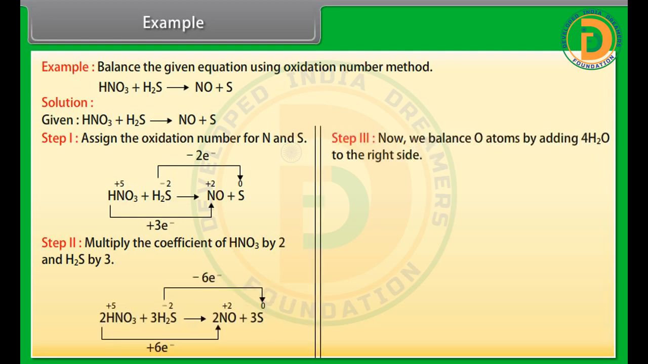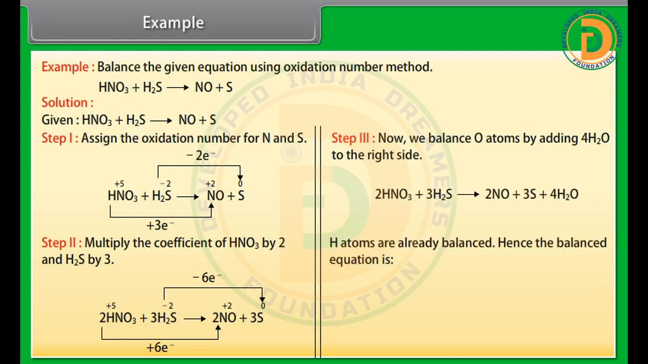Step 3. Now we balance O atoms by adding 4H2O to the right side. H atoms are already balanced, hence the balanced equation is 2HNO3 plus 3H2S gives rise to 2NO plus 3S plus 4H2O. Redox reaction and electrode process.